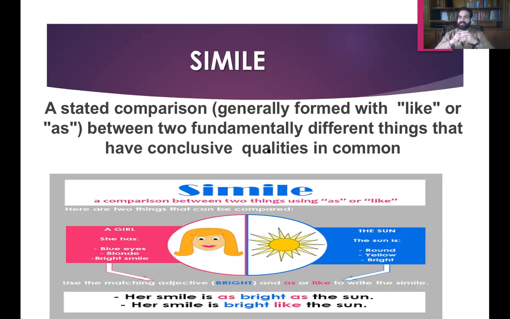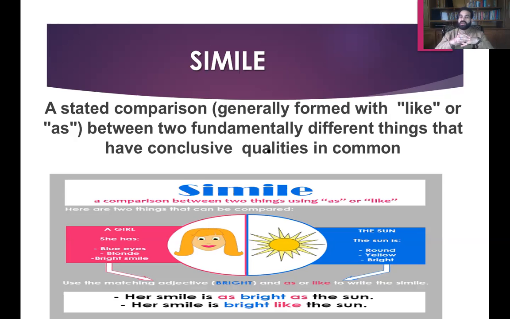Let's take a look. A simile is a comparison between two fundamentally different things that have some qualities in common. Basically the things are different, but their qualities are somewhere common. If you look into the picture, you see a girl. She has blue eyes, blonde hair, and a bright smile. The sun: round, yellow, bright. So somewhere bright is connected. So use a matching adjective, bright, and as or like to write the simile.